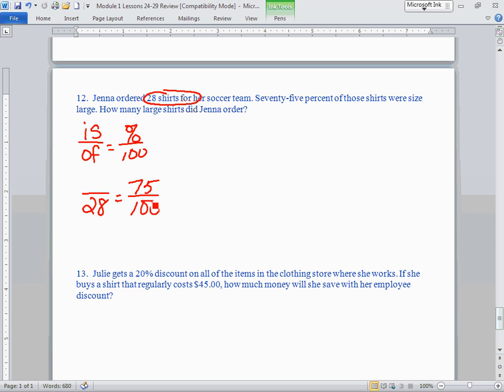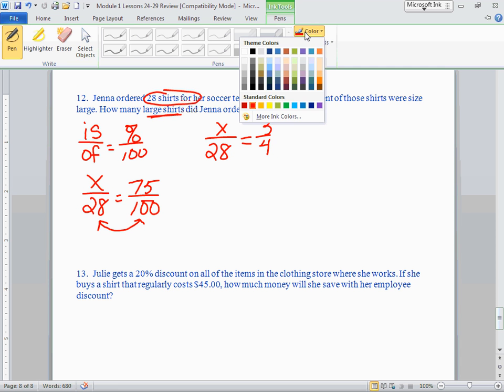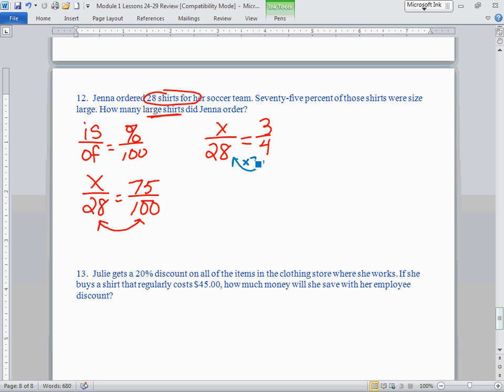75% of those were large. So how many were large? So what part were large? Can I get from 28 to 100 or back? No. So why don't I reduce 75 over 100? What can I reduce that to? 3/4. Now can I get from one to the other? Times 7, times 7. So 21 of the shirts were large.